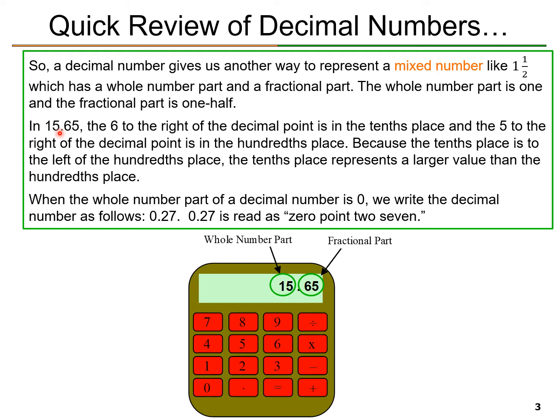When the whole number part of a decimal number is 0, we write the decimal number as follows. We write 0.27. So hopefully you can see that mixed numbers and decimal numbers give us the same information. And you should be able to describe the difference between the two.